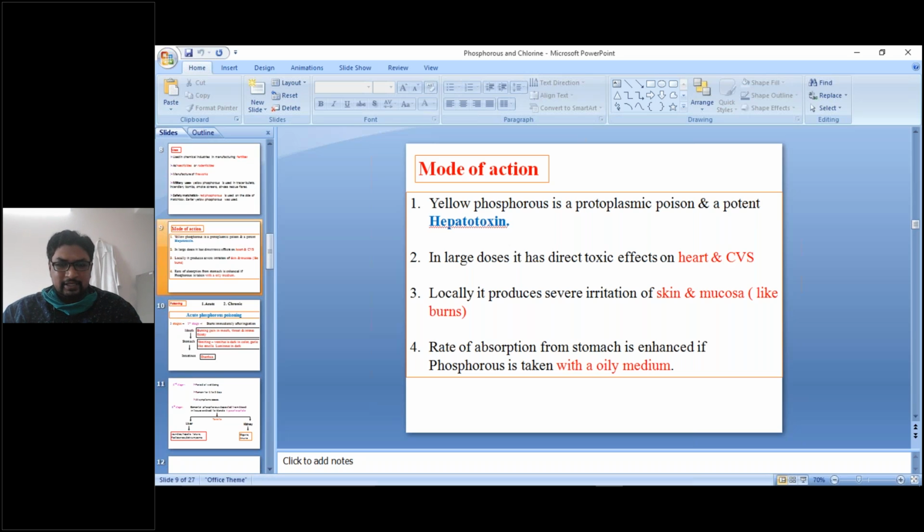In large doses, it has a direct effect on the heart and cardiovascular system. Locally, it causes severe irritation of the skin and mucosa, like burns, and the rate of absorption from the stomach is enhanced by taking oily media. So if you take a fat-rich diet, the absorption of yellow phosphorus will be more. It is a local irritant on the skin and mucosa, large doses will affect the cardiovascular system, and the main thing is that it is hepatotoxic.